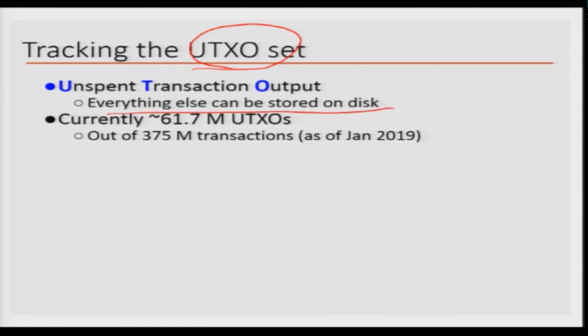Everything else can be stored in the disk. So you can actually cache this information from the blockchain, and the rest you don't really need to use that often to validate transactions. As of January 19, there were about 62 million unspent transactions out of the 375 million transactions. That is about 1/6, or about 15%, of the transactions that were unspent. So you see that you still have to keep a lot of information around.